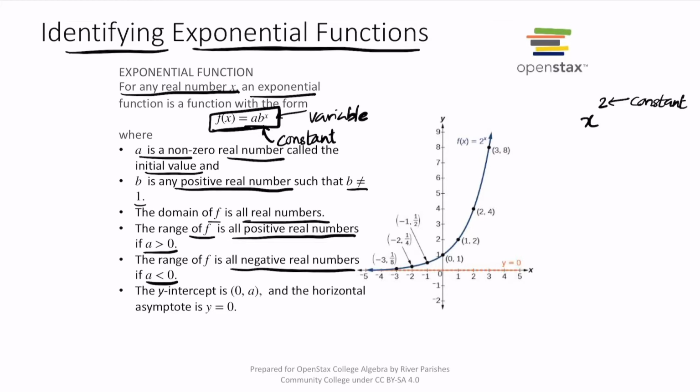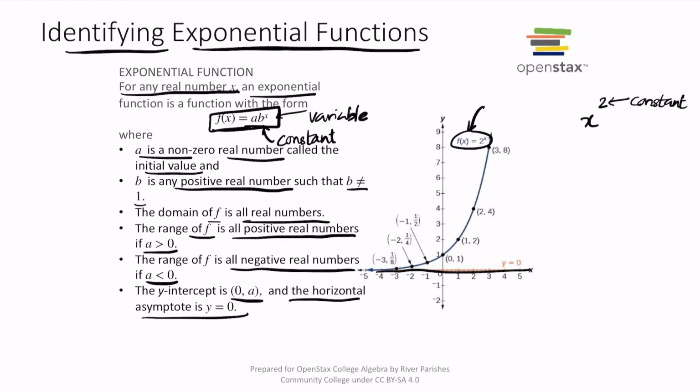Now the y-intercept is 0, a, and the horizontal asymptote is y equal to 0. Remember that there are no vertical asymptotes here, but we do use horizontal asymptotes. The horizontal asymptote is the line that the curve basically grazes along. This is an example of the curve of an exponential function, f of x equal to 2 power x.